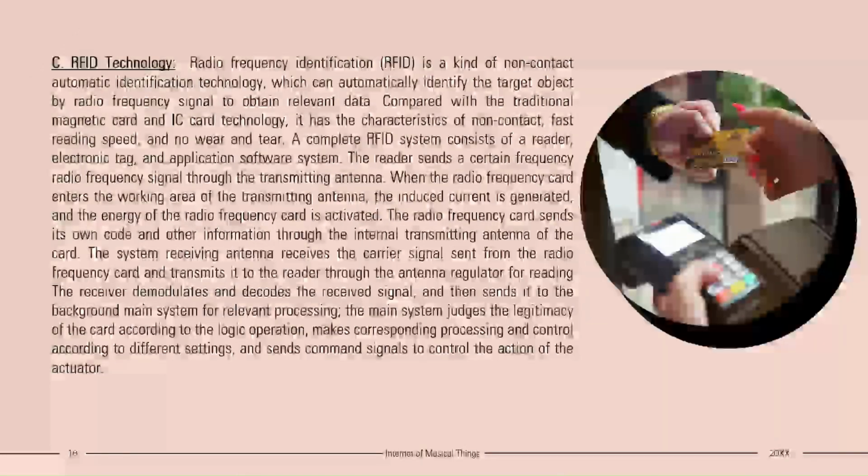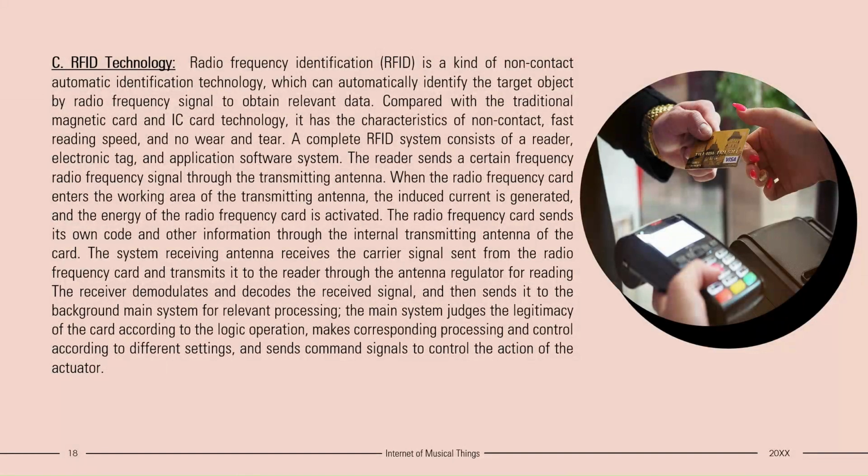Next, we have the RFID technology, which is the abbreviation for radio frequency identification. It is a kind of non-contact automated identification technology which can automatically identify the target object by radio frequency signal to obtain relevant data. Compared with the traditional magnetic card and IC card technology, it has the characteristics of non-contact, fast reading speed, and no wear and tear. A complete RFID system consists of a reader, electronic tag, and application software system.